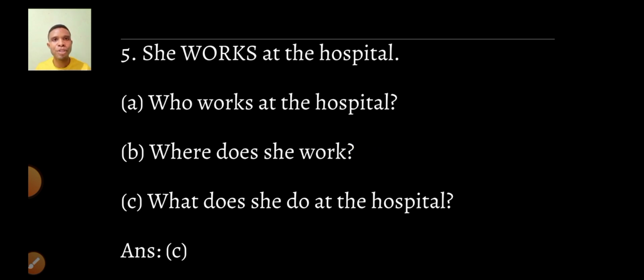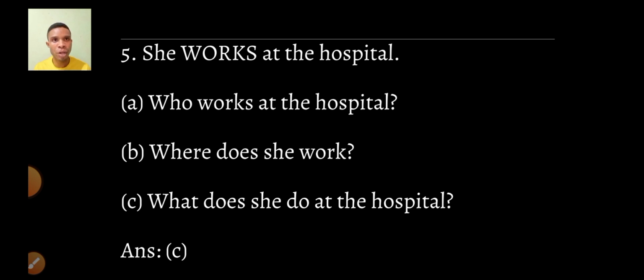The last example, number 5. She works at the hospital. The stress word here is works. A. Who works at the hospital? B. Where does she work? C. What does she do at the hospital? Which of these options does not contain the word works? The answer is C. What does she do at the hospital? That is the correct answer.